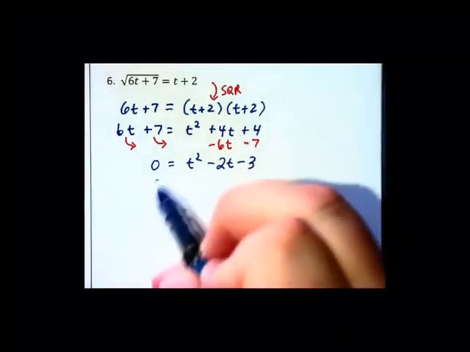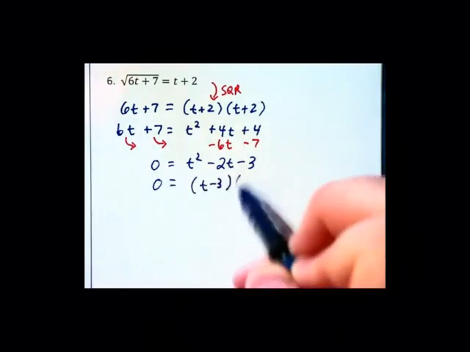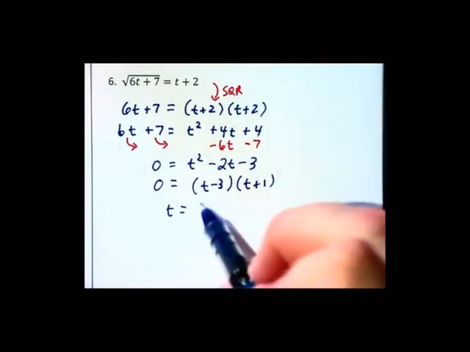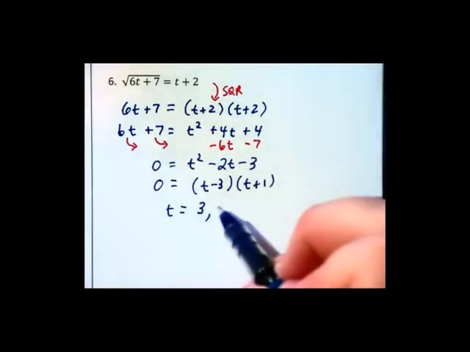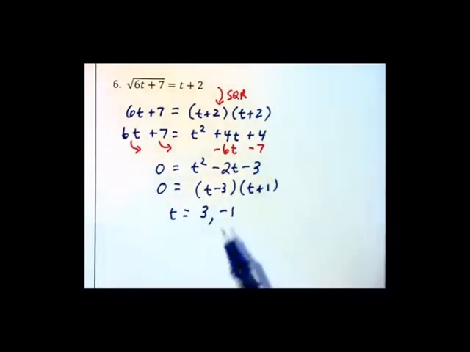This is now going to factor into t minus 3 in one parenthesis and t plus 1 in the other parentheses, and it appears that temporarily our two solutions are 3 and negative 1. And I say temporarily because we need to check these answers.